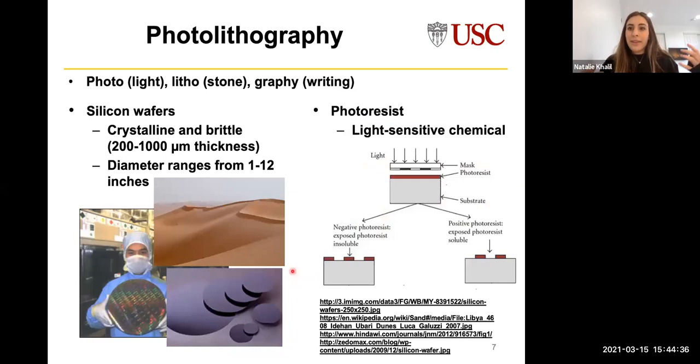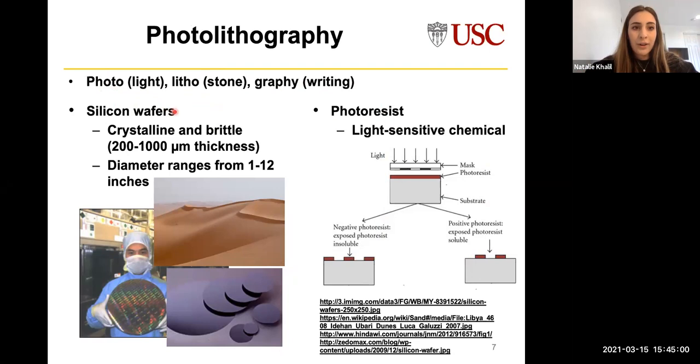Okay, so now that we're in the clean room, we can start to describe this process of photolithography. Photolithography means that we are using light. If you break it down into its Greek roots, it means that we are using photo, light, to write into stone. So what is the stone that we are using? It consists of two things, silicon wafers and photoresist.